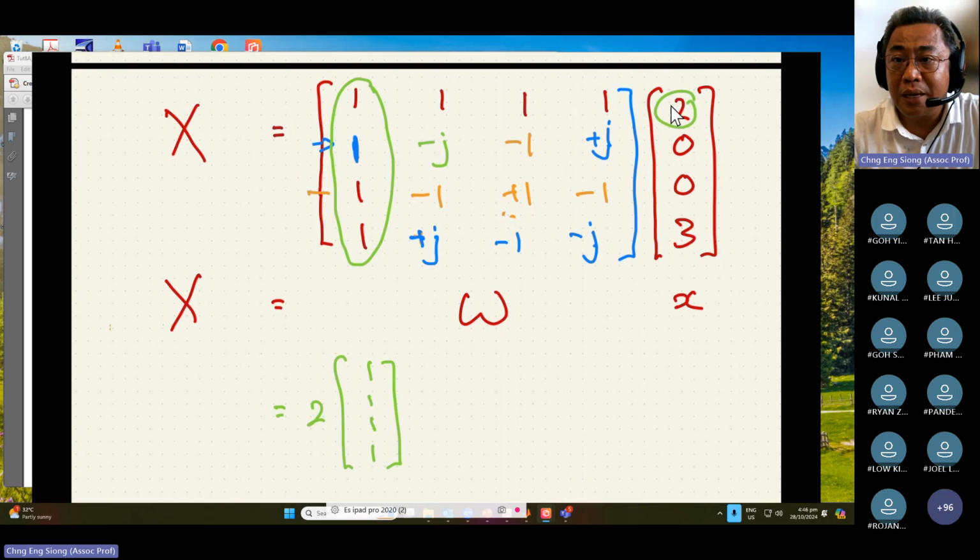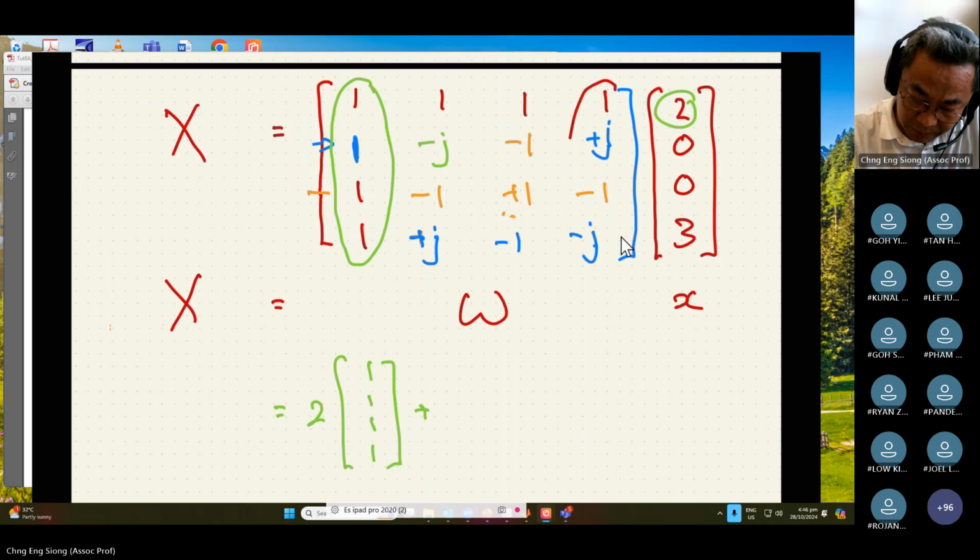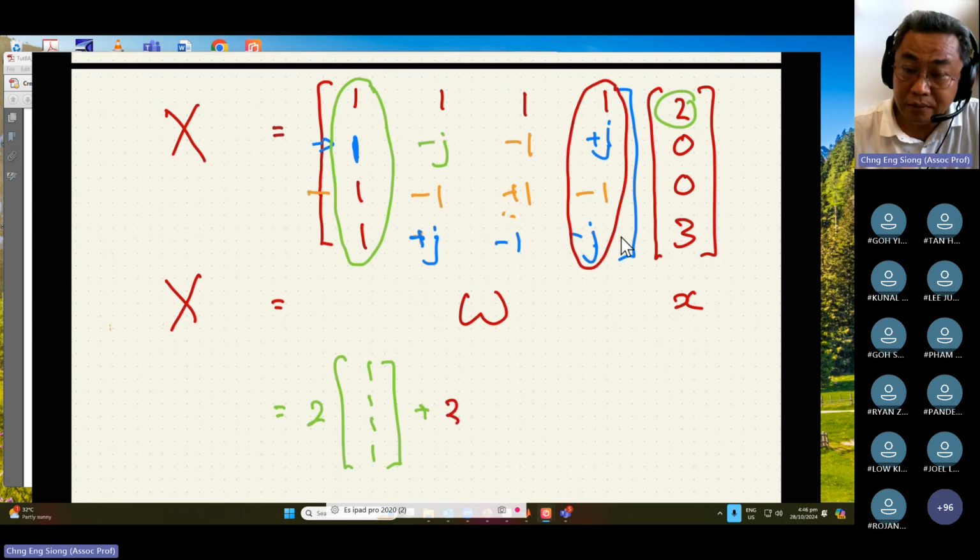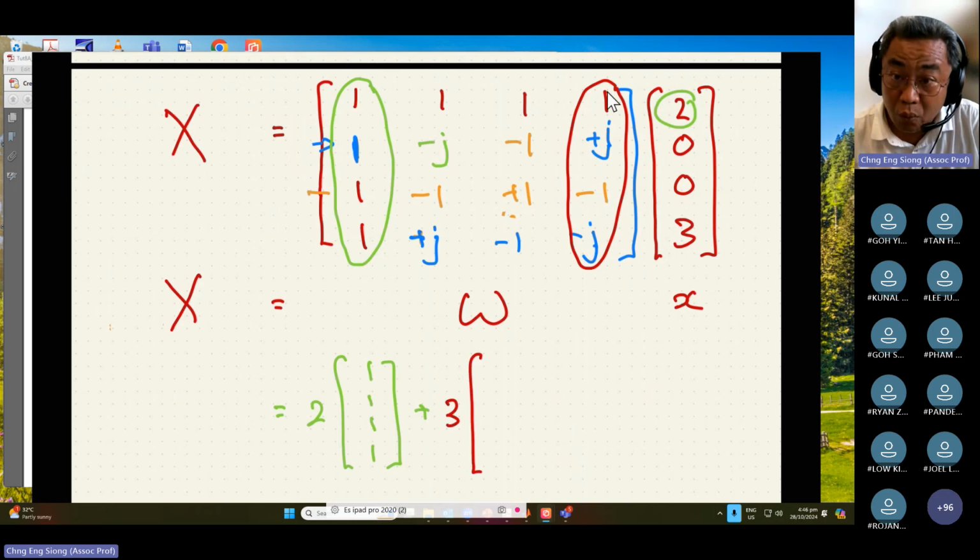The non-zero elements here is multiplying by the first column. The second one is 0, so it's multiplying by this. We don't care. The third element is multiplying by this column, and the fourth one is plus, I should write in red now, 3. So it's this 3 times this guy, which is 1j minus 1 minus j.